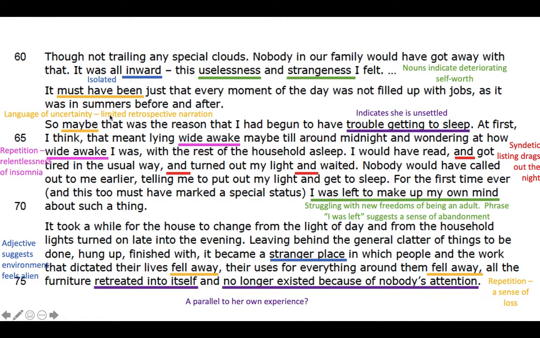Again, we've got just another example of her being a limited retrospective narrator. She doesn't know everything, because she says things like, "it must have been," "maybe," "this is it." So she doesn't know all the answers. But we start to get this description of her insomnia. So she starts to have trouble getting to sleep. So that indicates as well that she's quite unsettled.